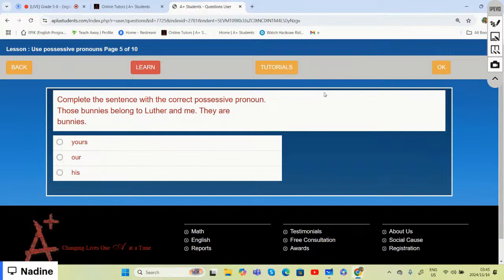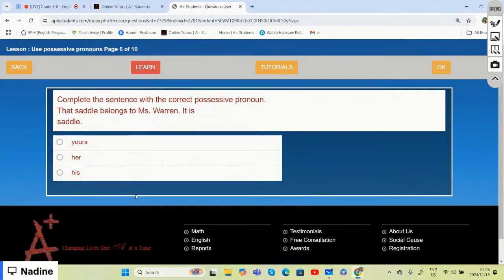All right, so we can say those bunnies belong to Luther and me. And if those bunnies belong to Luther and me, then we say they are ours. Because remember, if something belongs to me and someone, then we say it is ours. If something belongs to you and someone else, or two other people, then we can say it is theirs. So theirs refers to other people, the plural form. If it's mine and someone's, then we can say it is ours.